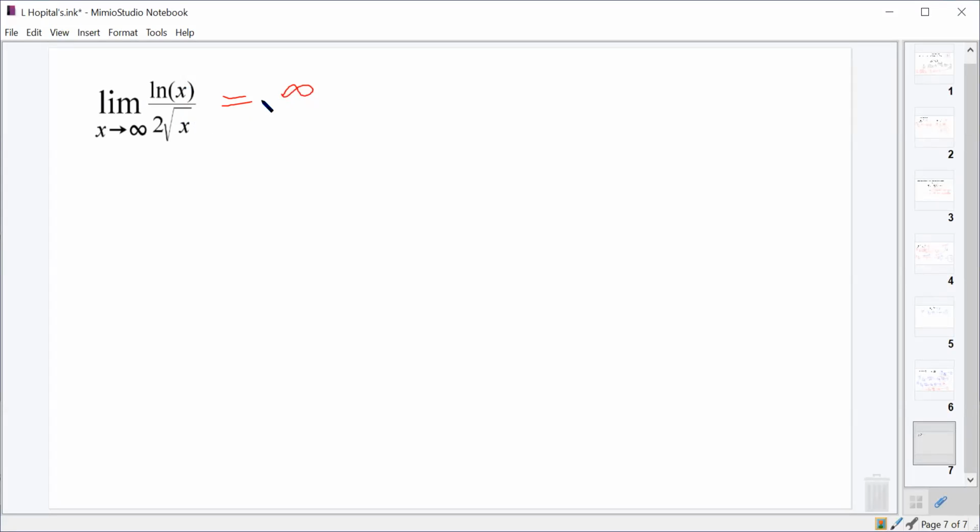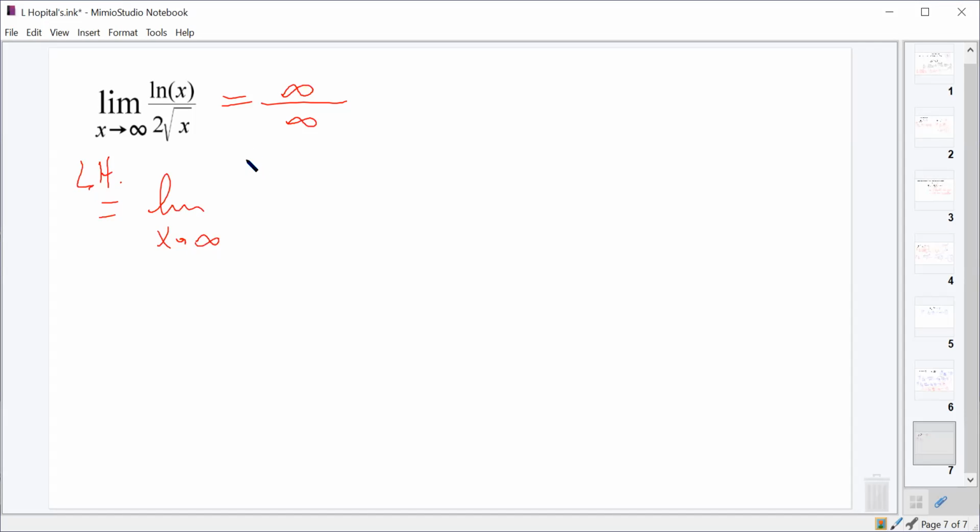And what about 2 root x as x gets very large? That square root also gets very large, right? Neither of them get large super quickly, but they both increase forever, don't they? Without bounds, there's no asymptote on them going to the right. So we should be able to then use L'Hopital's rule to give us the limit as x approaches infinity.